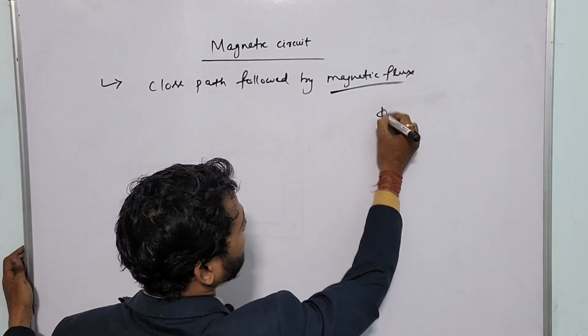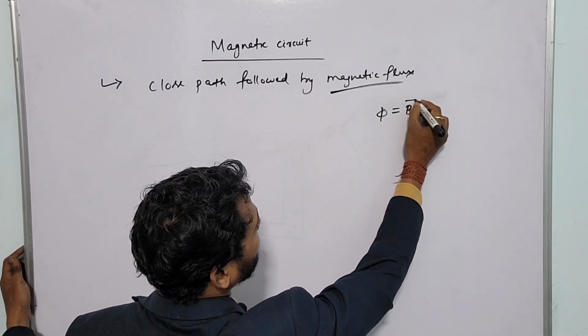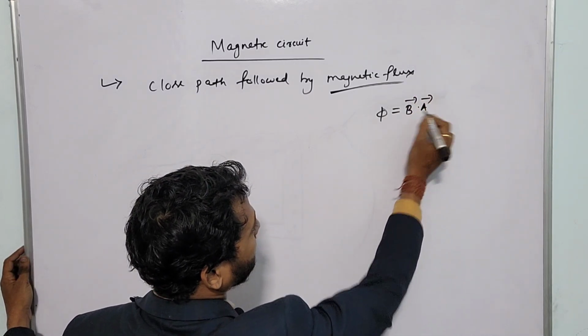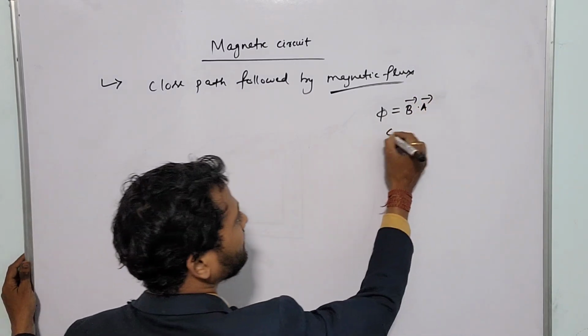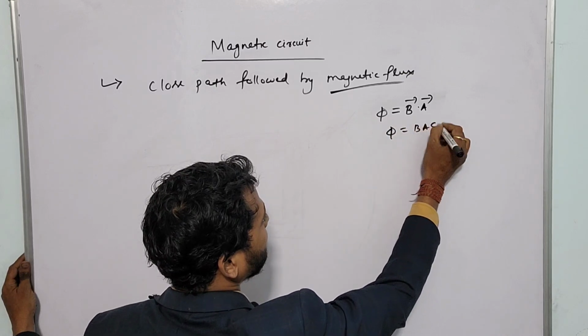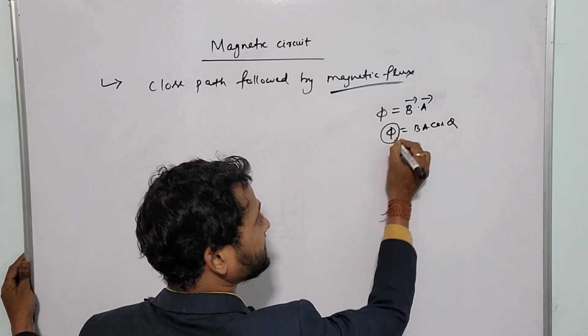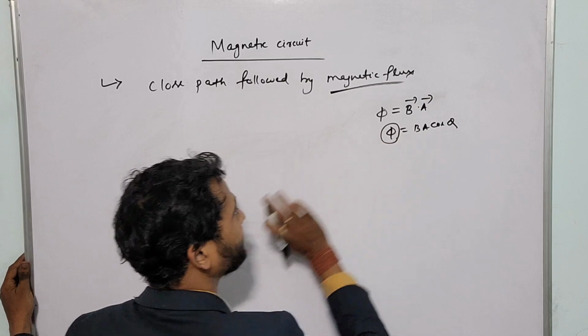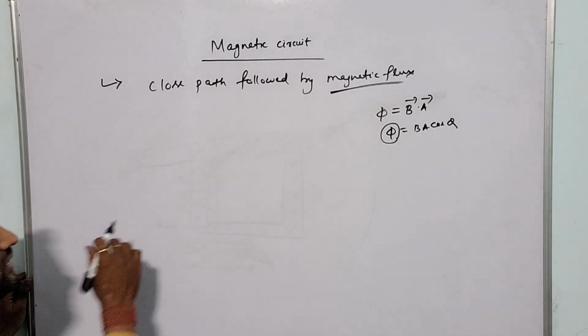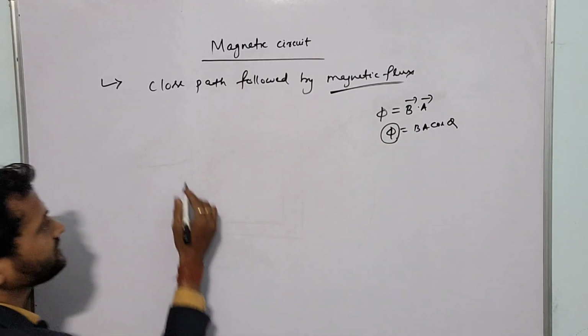So magnetic flux is nothing but B dot A, the dot product of magnetic field and area. So we can say it is BA cos theta. Magnetic flux is a scalar quantity, but magnetic field is a vector quantity. Remember. Okay? So let us analyze.